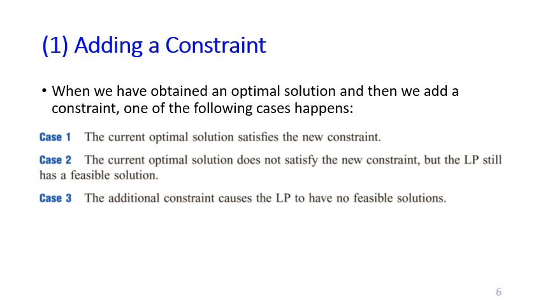When we have obtained an optimal solution and then we add a constraint, one of the following cases happens. Case 1, the current optimal solution satisfies the new constraint. Second, the current optimal solution does not satisfy the constraint, but we still have a feasible solution. And the third one, the current solution does not satisfy the constraint such that the LP now has no feasible solution. Let's start by looking at the first case.